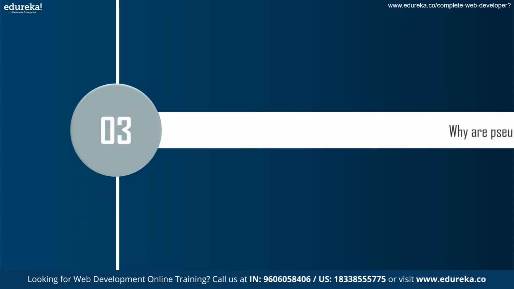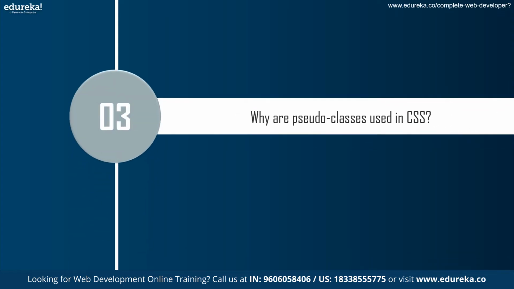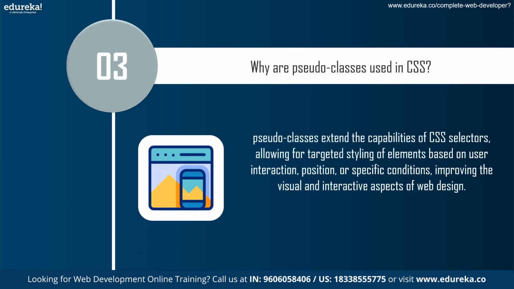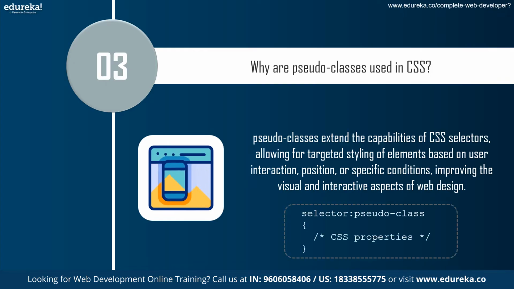Moving on to the third question, why are pseudo-classes used in CSS? In CSS, pseudo-classes are used to specify the unique states of elements that are not selectable with standard selectors. Without the need for extra classes or JavaScript, they enable styling elements based on users' interaction, position within the document, or specific conditions. The syntax is selector:pseudo-class followed by the CSS properties in brackets.